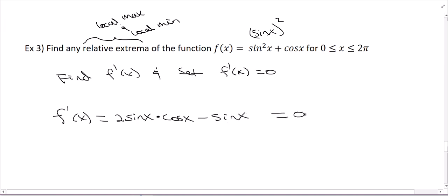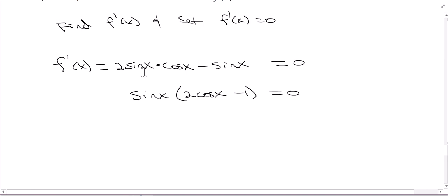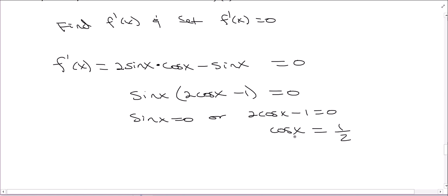And then set it equal to 0 and solve for x. I see both terms have a sine x, so we can take the sine x out, and I'll be left with 2 cosine x minus 1 equals 0. This problem may look familiar. It was on the last test, but it was just finding the derivative; now we're using it with an application. So set it equal to 0, so either sine x is 0 or 2 cosine x minus 1 is 0. Solving trig equations, we solve for the trig function. So cosine x is equal to 1/2.